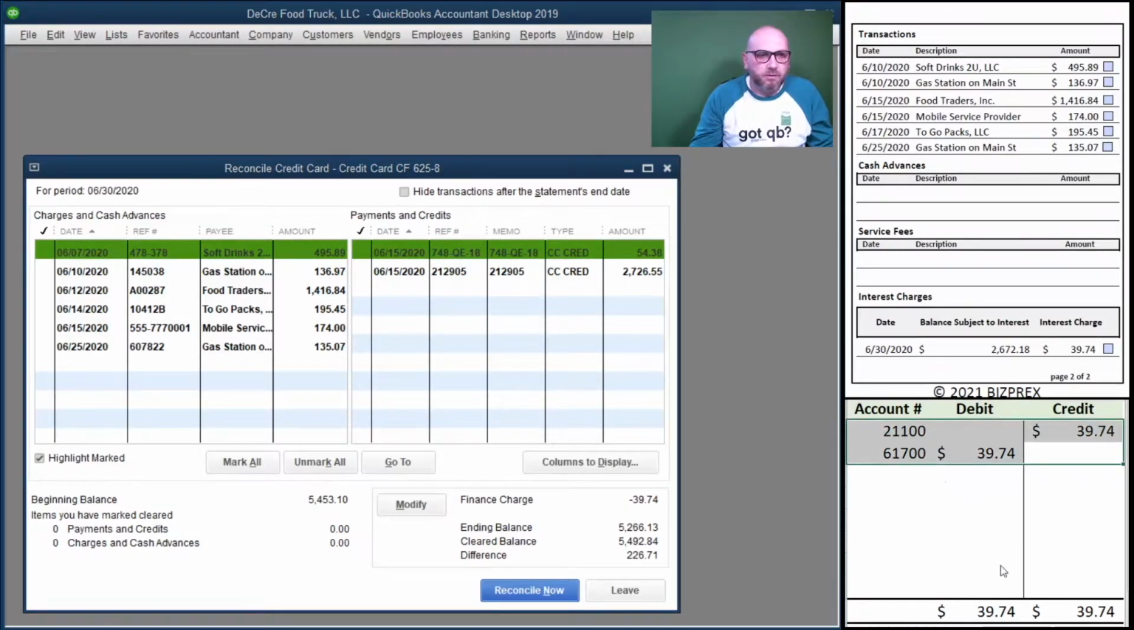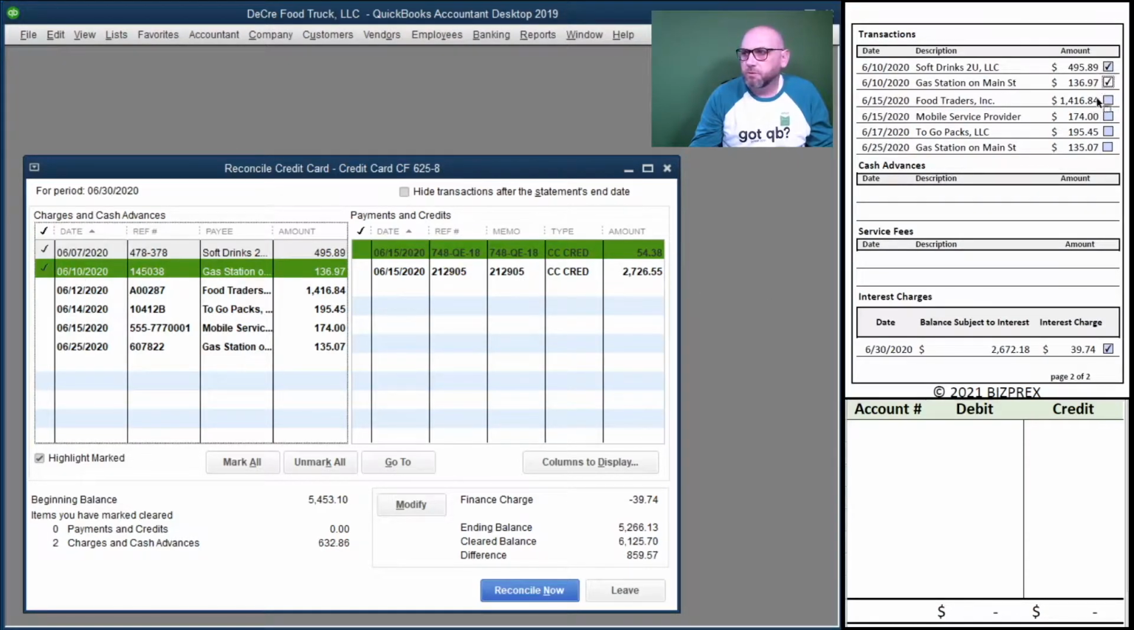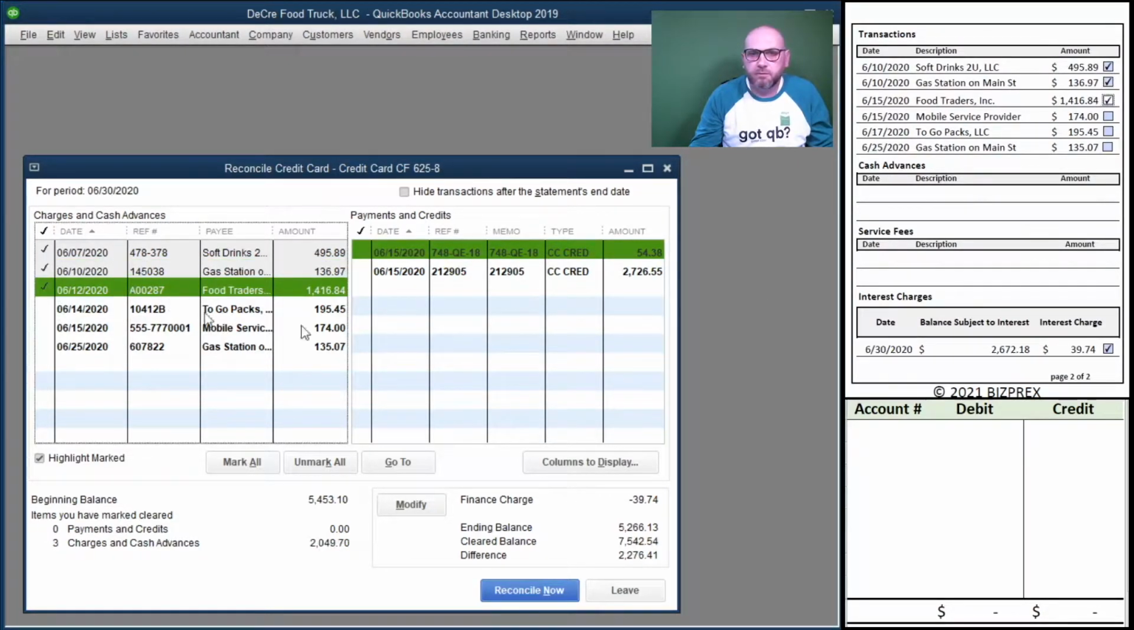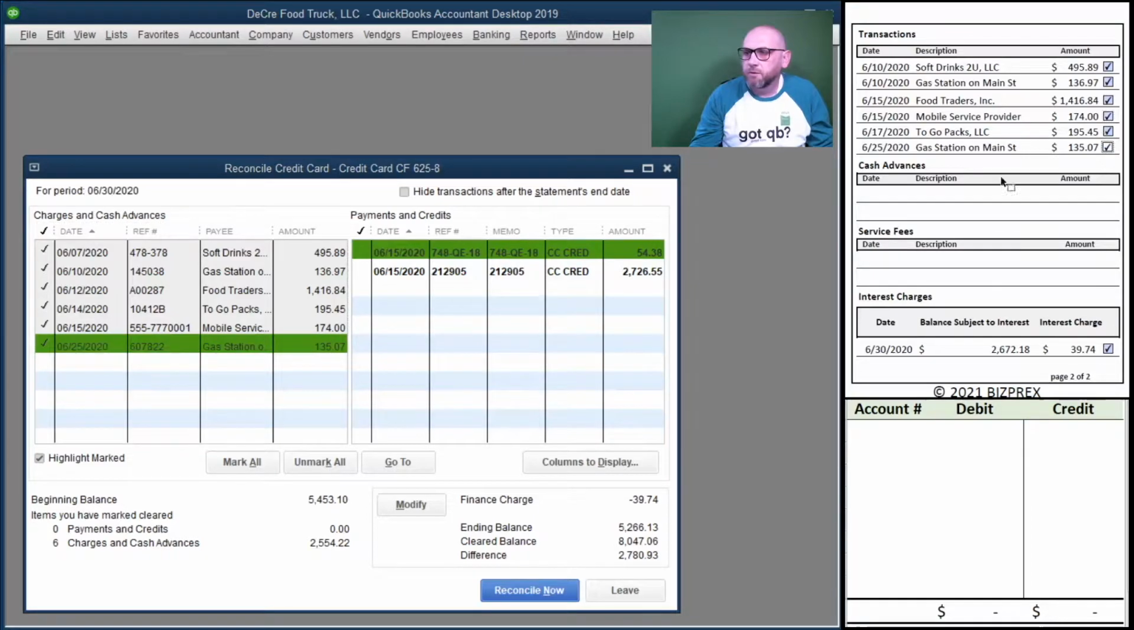All right, so here we are with our reconciliation. Let's take a look. We have our finance charge right here. We can click on it. What else do we have? We have our purchases. So let's see if they match. They do, which is good. That's what we want. All right, so far, so good. Again, our objective is to get to zero difference here, right? That means we reconciled.